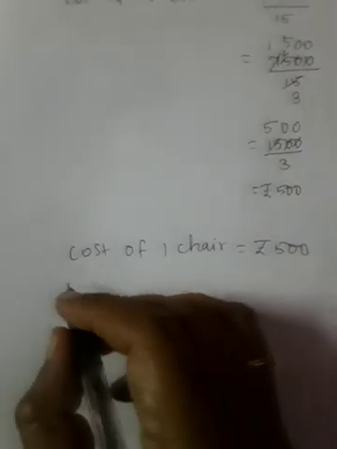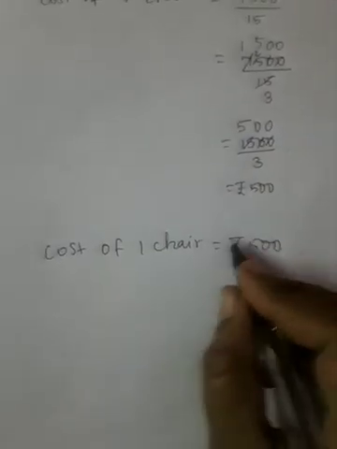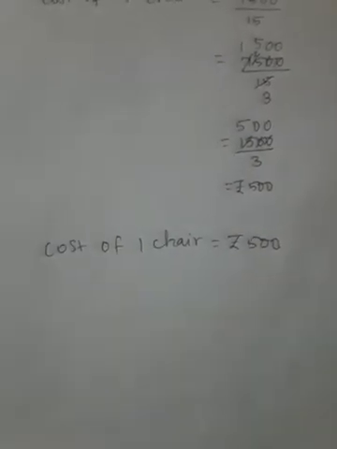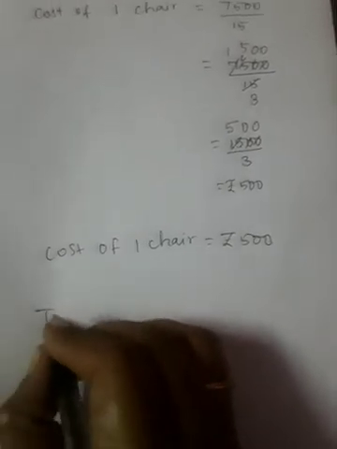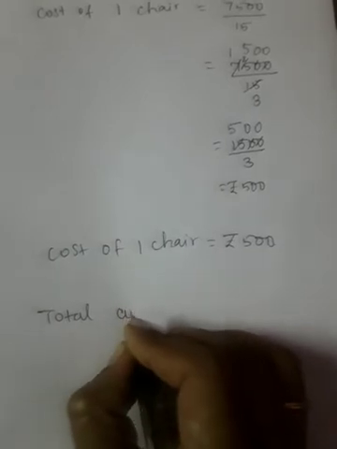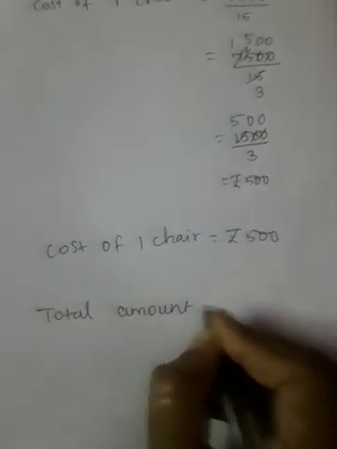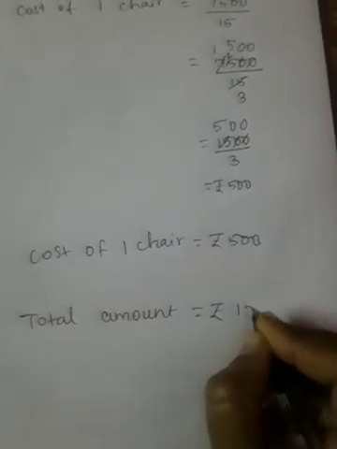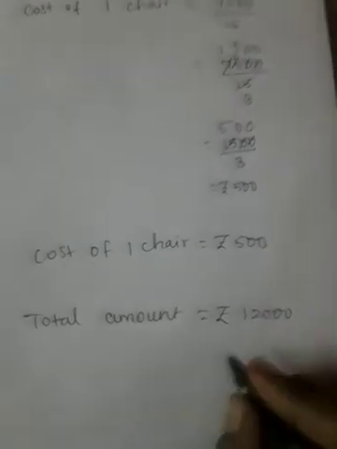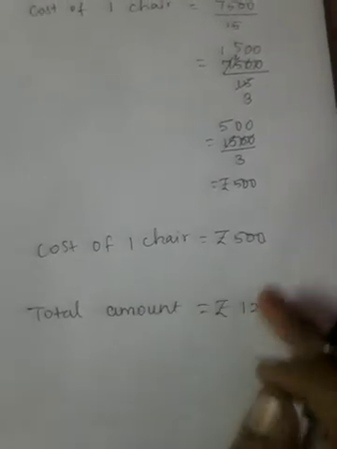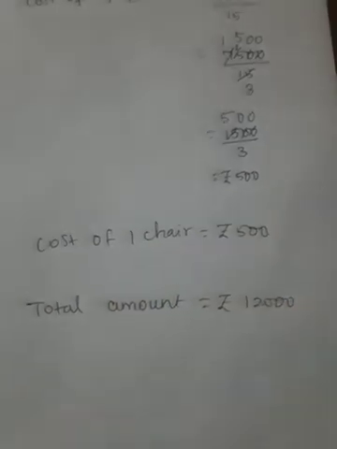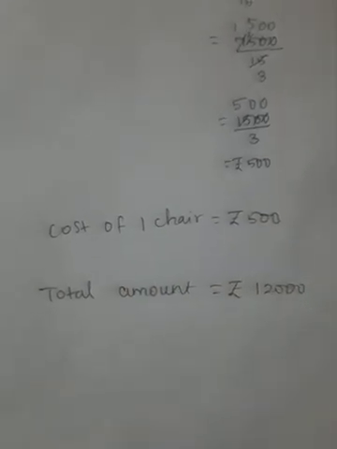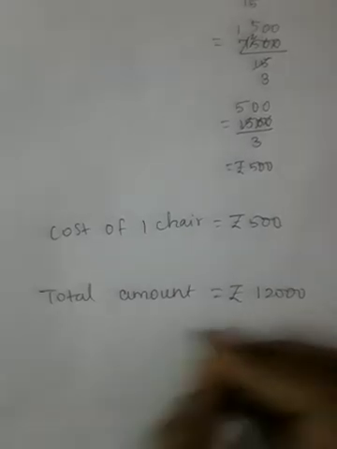So here what is given? If you have 500, you can buy one chair. How much amount do you have with you? Total amount is equal to rupees 12,000. If you have 500, you will get one chair, but you have 12,000 with you now. So how many chairs will you buy? So you just divide it.